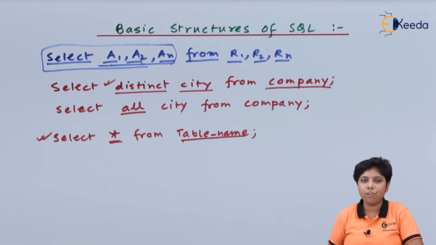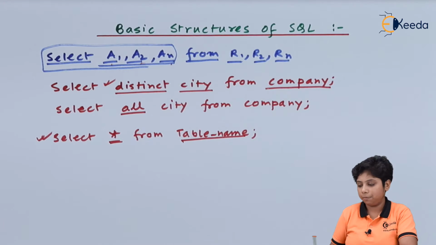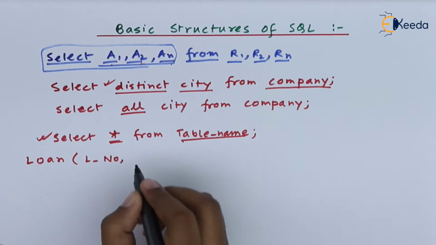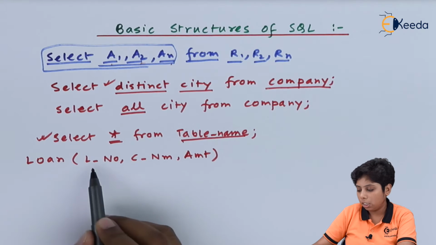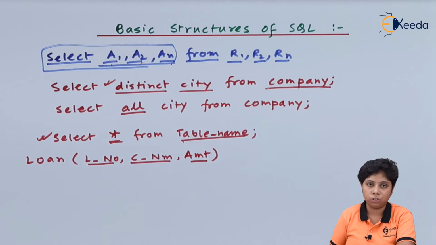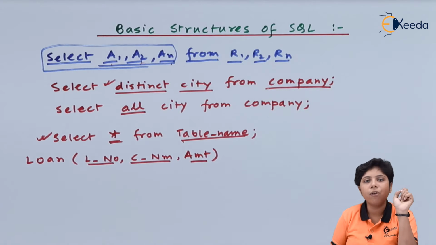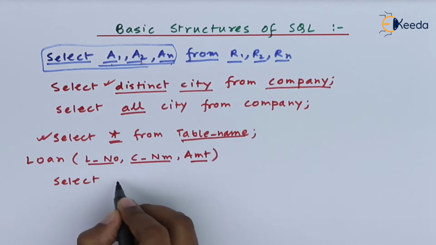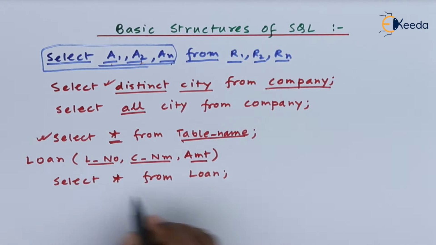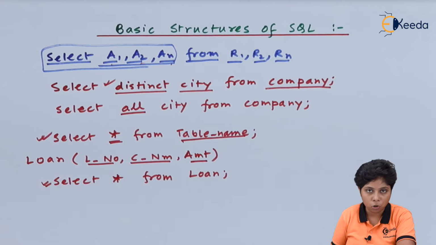Now suppose we have a relation named loan, and the loan relation consists of the attributes loan number, customer name and amount. So this relation has three attributes. Now we want to list all the attributes, but we want the amount to be multiplied by 100. So we can use this in a select statement. This is the original table listing of loan.